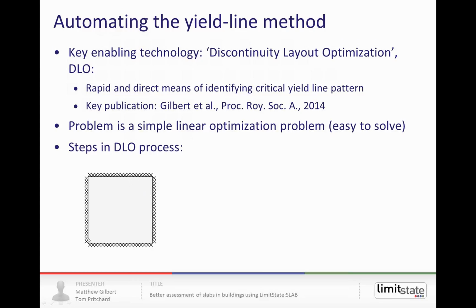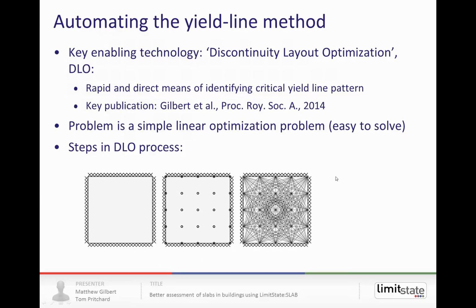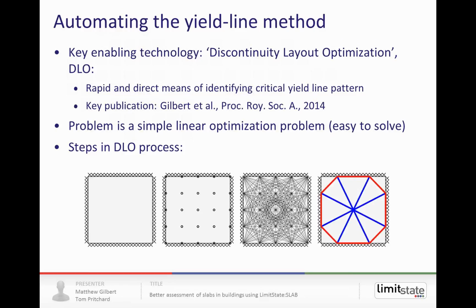So if you start with, for example, a square slab with fixed supports as an example, the first step in DLO is to populate that slab with nodes. We then connect each node to every other node with a potential yield line, and then we use optimization to find the minimum energy solution. And it turns out this boils down to a simple linear optimization problem. So we can solve problems very reliably and also very rapidly.